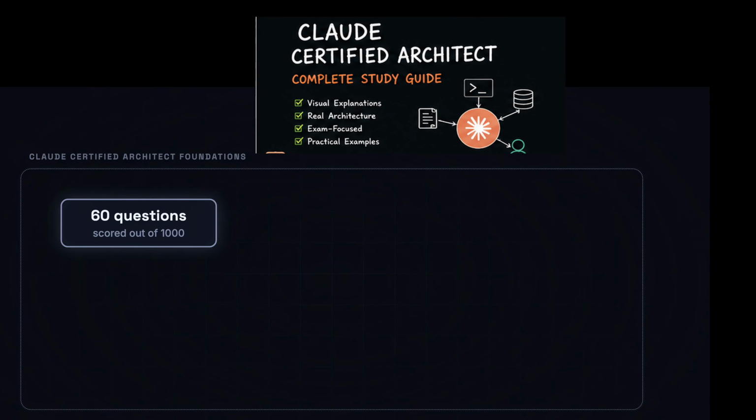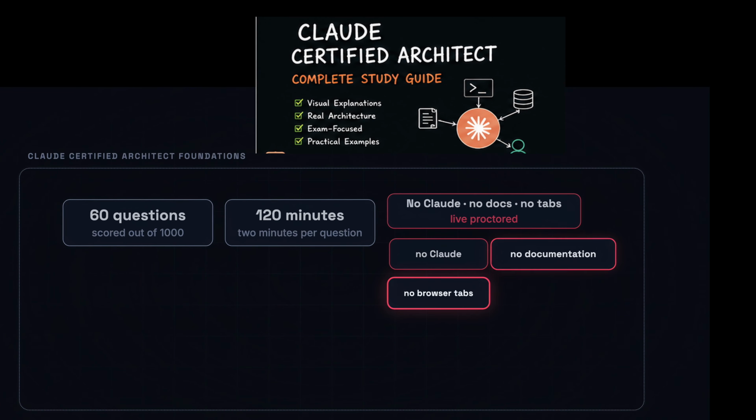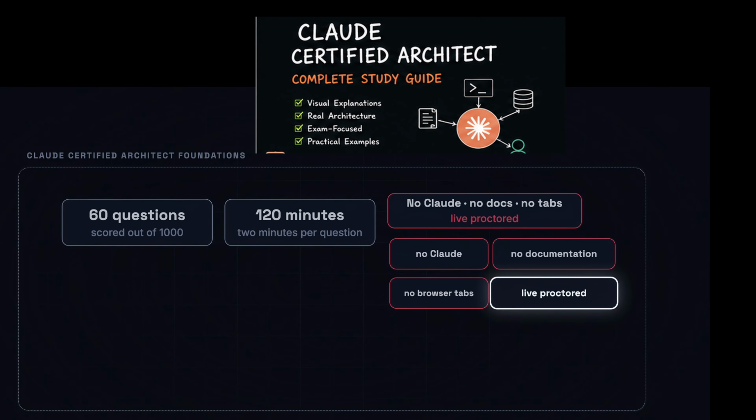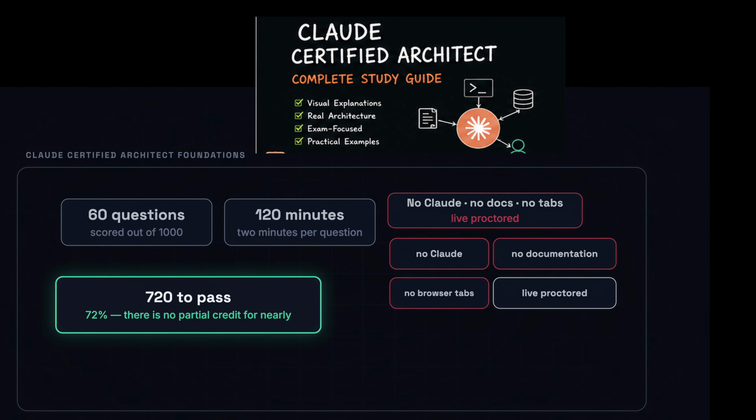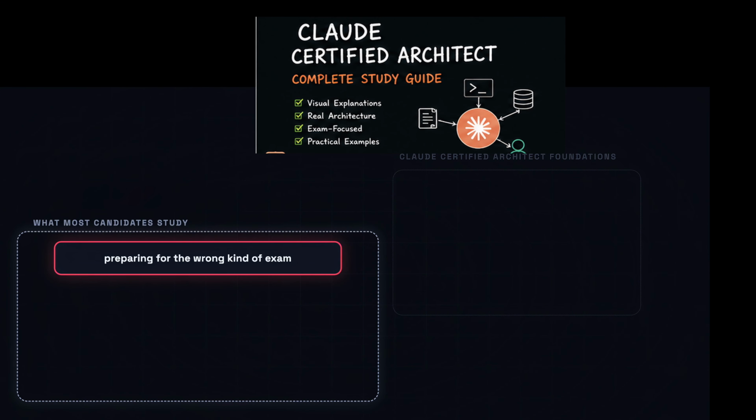60 questions, 120 minutes. No Claude, no documentation, no browser tabs, live proctored. You need 720 out of 1000 to pass. And if you fail, the retake costs another $125. And many candidates prepare for the wrong kind of exam.